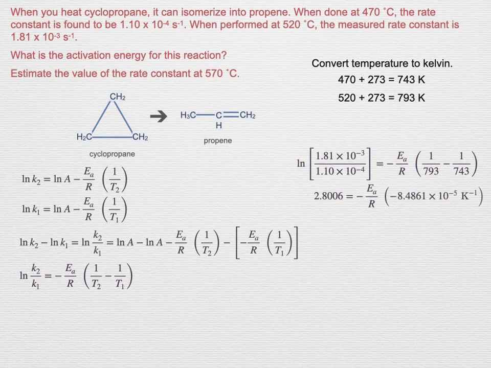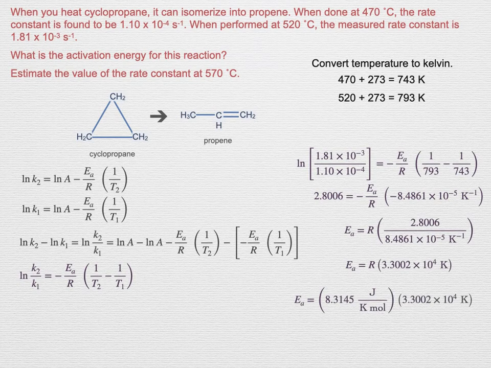Note the units of reciprocal Kelvin for the term in brackets. The minus signs will nicely cancel because an activation energy must always be positive. You will always have to put energy into a system to get it to overcome the activation energy barrier. Solve for Ea. Use the gas constant R. You can always convert this to kilojoules per mole in the end. The activation energy for this reaction is 274 kilojoules per mole.